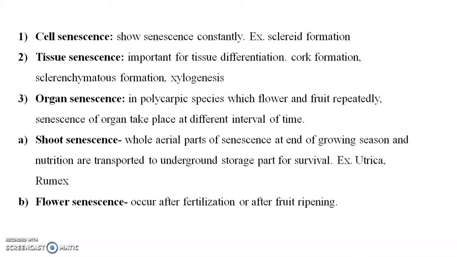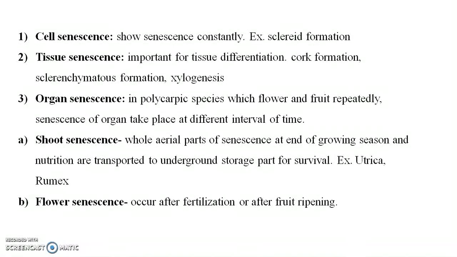First one is cell senescence. It shows continuous senescence. An example is sclereid formation in plants. Second is tissue senescence. It is important for tissue differentiation. Examples are cork formation, sclerenchymatous formation, xylogenesis, etc.